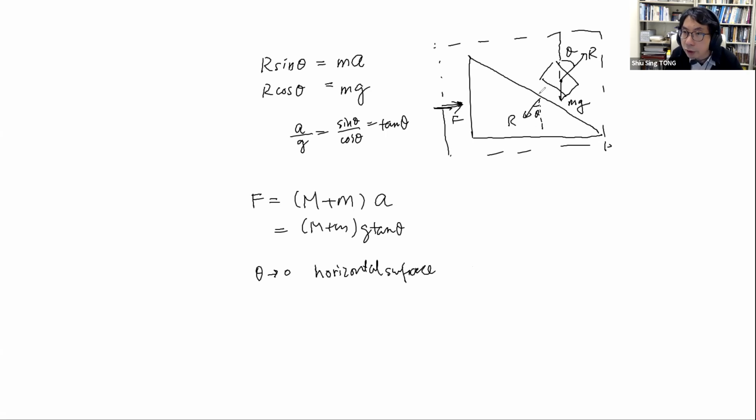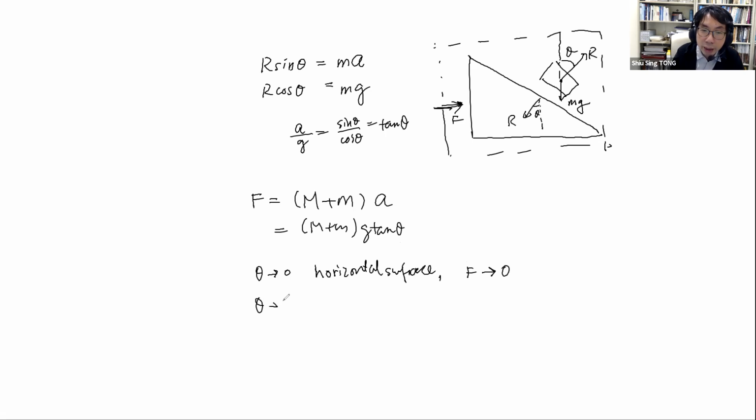Now if the surface of the wedge is horizontal, then you don't need any force to maintain it in equilibrium. It will stay at rest on the top surface because the surface is horizontal, right? So that means when theta tends to 0, this is a horizontal surface, and the force F tends to 0 also. That is apparent because when theta is 0, tangent theta is 0. So F is of course 0. So that agrees with our intuition, right?